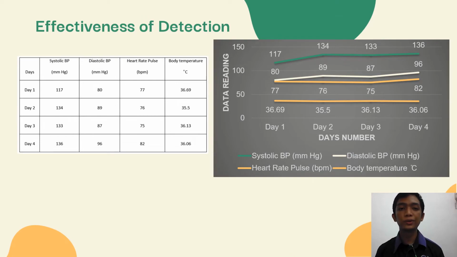Now, we will continue with the data analysis. Here is the effectiveness of detection. This data analysis is to analyze the performance of this health monitoring system. As you can see, this data is taken from a person over 4 consecutive days. From this graph, you can see it is directly proportional to the blood pressure test kit, but the temperature is normally at an average reading.